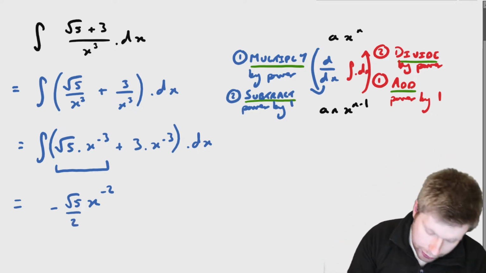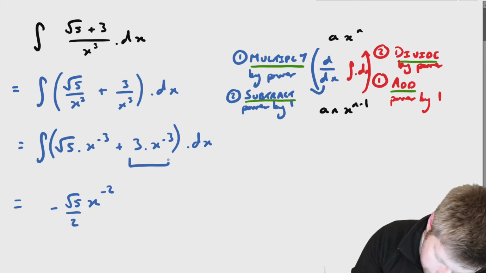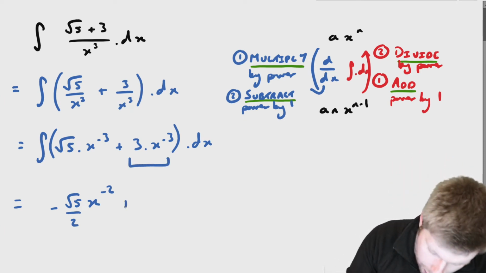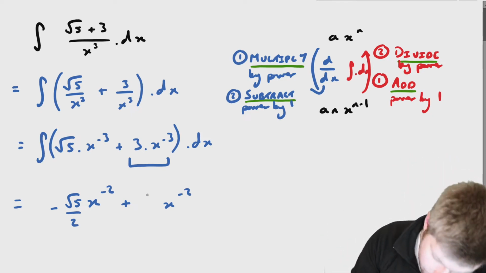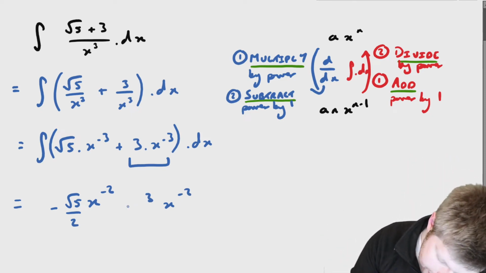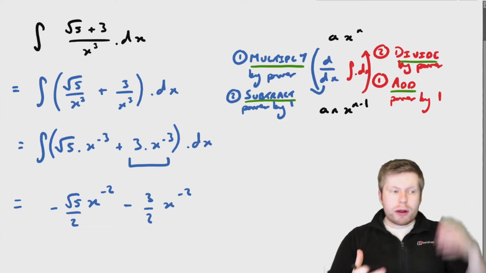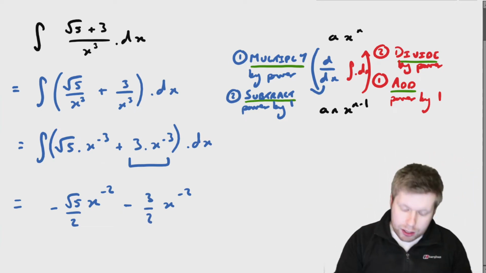Okay, fine. Now if I look at the second term, if I raise the power by 1, I get x to the power of negative 2. And if I divide by that power, well, I get 3 divided by negative 2, which I can write as negative 3 over 2. Now, the only thing to add here is a plus c.